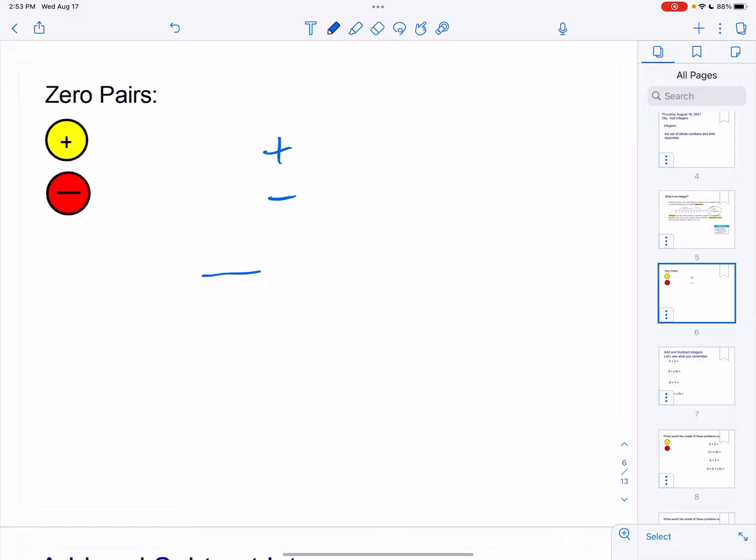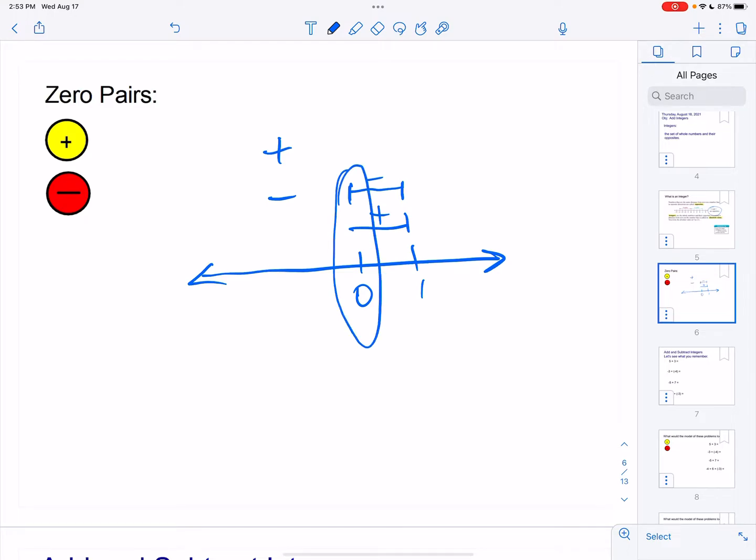Because we know that if I were to do this on a number line, and I start here at 0, if I were to move one space to the right, that represents a positive. And if I move one space back to the left, that represents the negative. So where am I back at? I'm back at 0. And that's why we call that a zero pair.